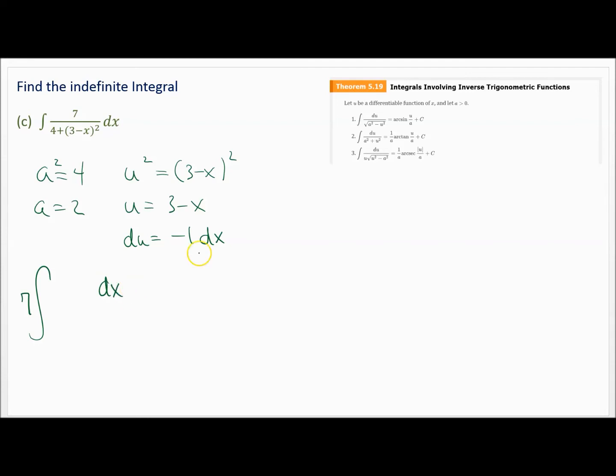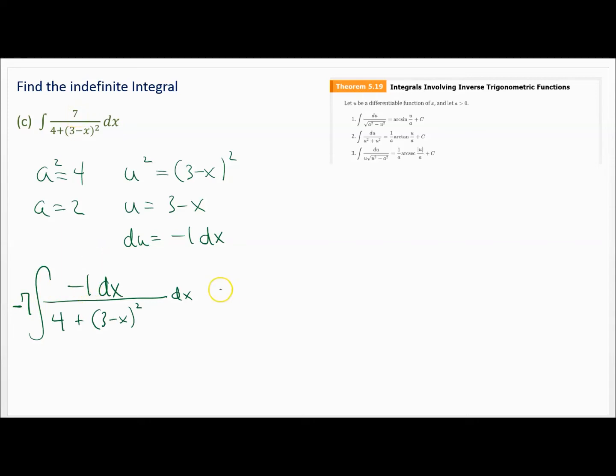Okay, but how do we do the negative 1? Well, I can put a negative 1 in there if I want to, as long as I compensate by putting a negative 1 out front as well. And I'm just going to put the negative. Now, in the denominator, I'm just going to rewrite 4 plus 3 minus x squared dx. Now, you tell me, is this identical to what we have here? Well, no, you say it looks different. Well, it is, but it's the same value, right? This negative 7 times this negative 1 gives me positive 7 back.